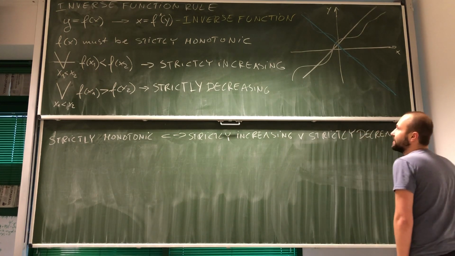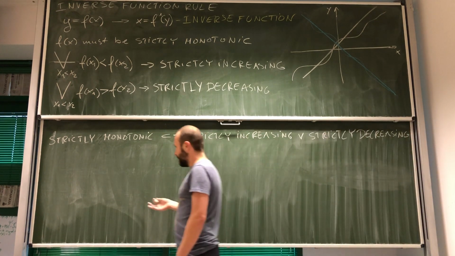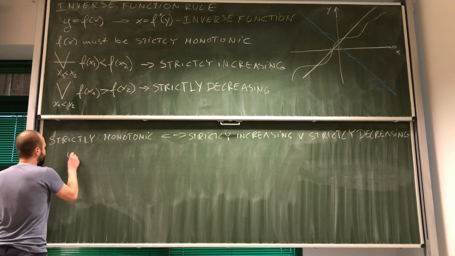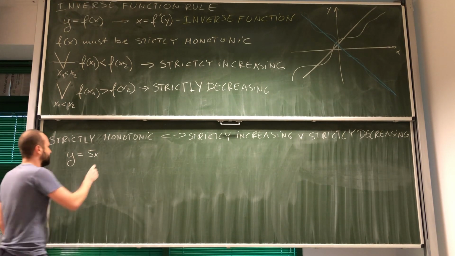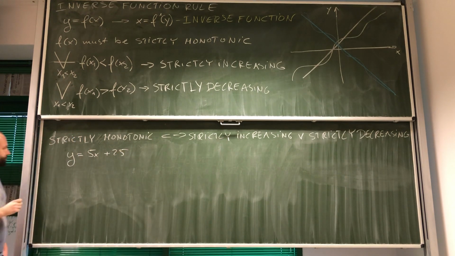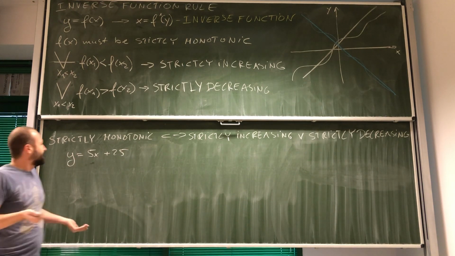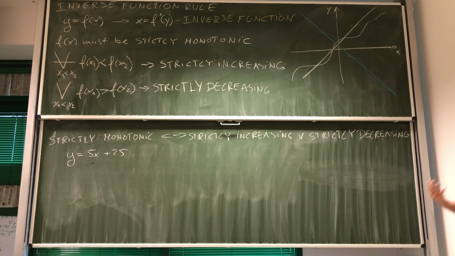Now, if this condition is met, so if f of x is either strictly increasing or strictly decreasing, we can always find an inverse function. Okay, now let's go maybe to an example. Let's just say that y is equal to 5x plus 25. Look, this is a linear function. It has a positive coefficient, so we know that it's going to be strictly increasing, and by consequence, it's going to be strictly monotonic.